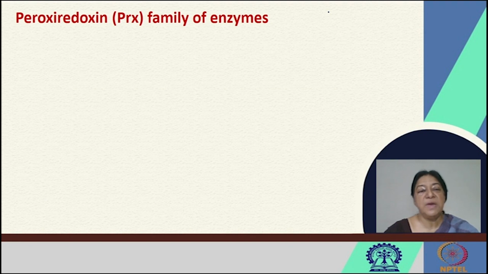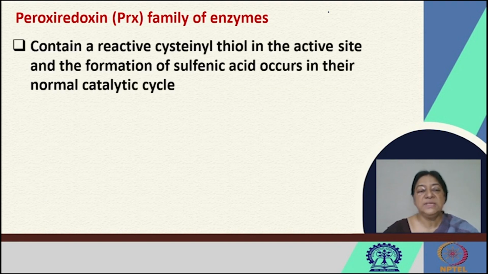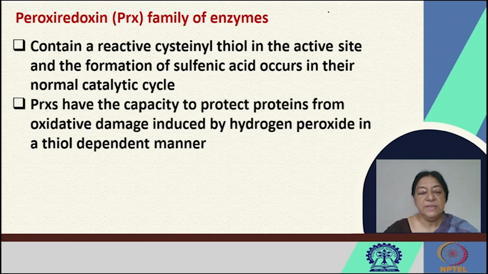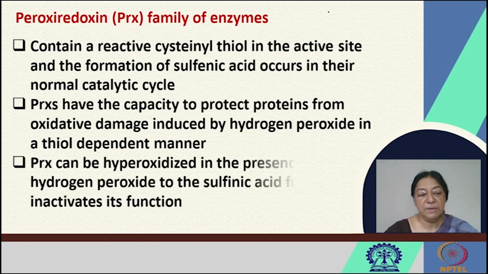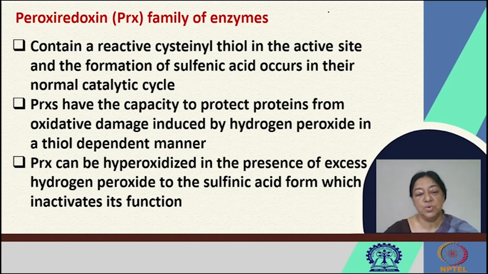So if we look at the PRX family of enzymes, these contain a reactive cysteine thiol in the active site, and the formation of sulfenic acid occurs in their normal catalytic cycle. These have the capacity to protect proteins from oxidative damage induced by hydrogen peroxide in a thiol-dependent manner, and they can be hyperoxidized in the presence of excess H2O2 to the sulfenic acid, which again inactivates its function. So there's a very delicate balance.